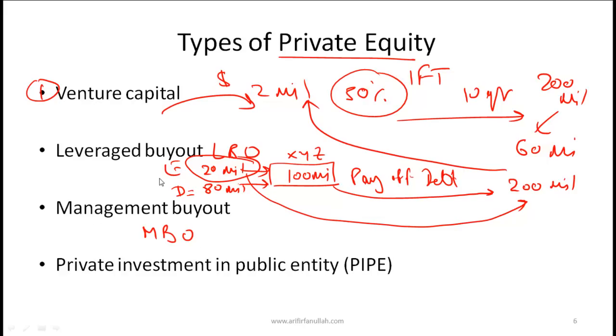Next, management buyout or MBO. This is effectively like a leveraged buyout where the equity is being provided by the management. So this is where the management of the company, let's say the management of XYZ, somehow raises 80 million debt, puts in 20 million of its own, and buys over this company. So when a leveraged buyout is done by the management, that's called a management buyout.